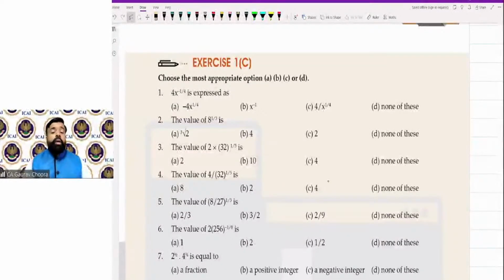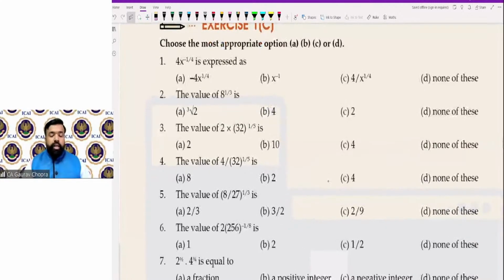Okay, so we have completed all the examples. Now it's time to move towards the exercise questions. So let's do the exercise questions. The first one, 4x to the power of minus 1 by 4. So which of the following is the correct option?